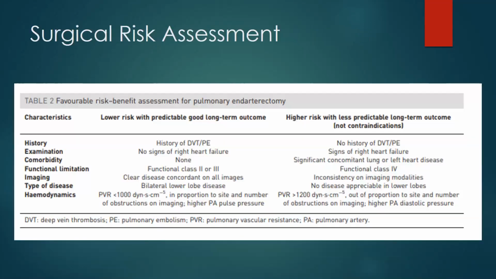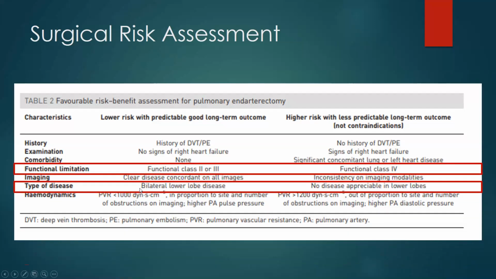All right, when looking at the risk assessment for these patients, those that do better or have a lower risk of surgery and a good long-term outcome are those that are functional class 2 or 3. I think it probably makes sense to you guys that if your functional class is 4, you're higher risk and probably not going to do as well. The damage may already be done. Something that I thought was interesting is having bilateral lower lobe disease is actually predictive of a better outcome. And on the other side, if you don't have disease in the lower lobes, that's less predictive of a good long-term outcome, and then worsened hemodynamics, which I think makes sense.